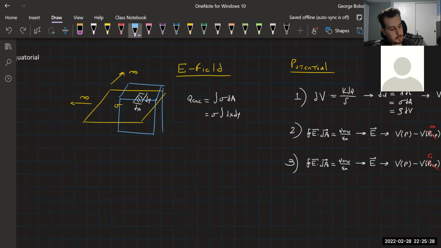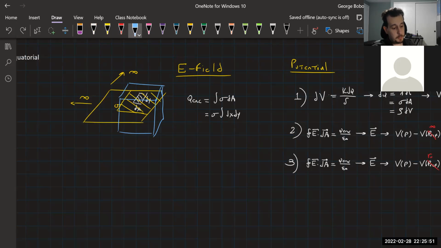Okay, so that's the pillbox that we're using for the Gaussian surface. You can see right now the area enclosed is a projection of the top surface onto that plane. It's like I'm shining a flashlight in this direction and it projects the shadow of the top surface onto the plane.